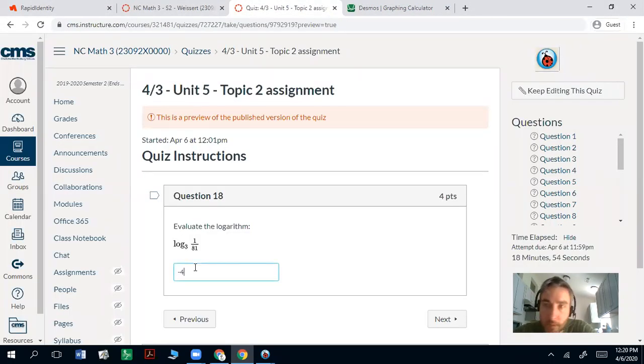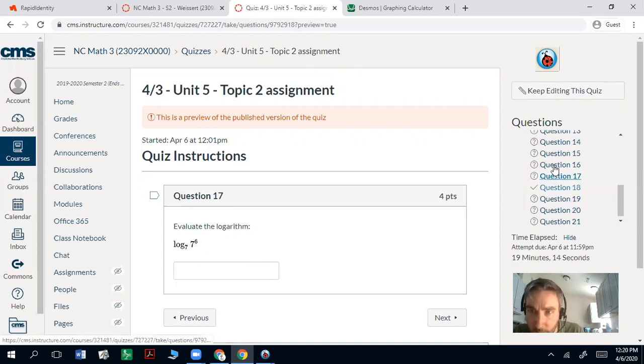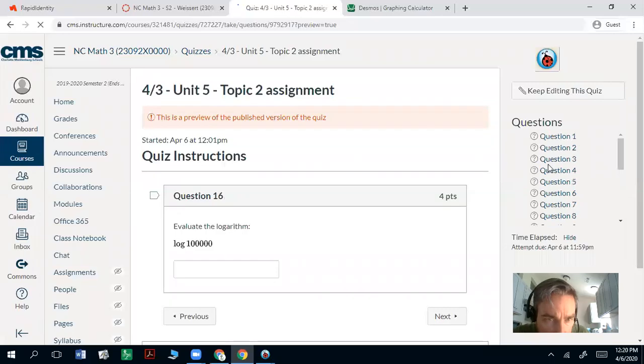Done. All right. And before I get other questions about other things, let's look at this one here. Log base 7 of 7 to the 6th power. You can put it in your calculator if you need to, or you can do 7 to the 6th power and evaluate that. There are ways to get that done. I think 16 was the one I wanted to go back to look at.